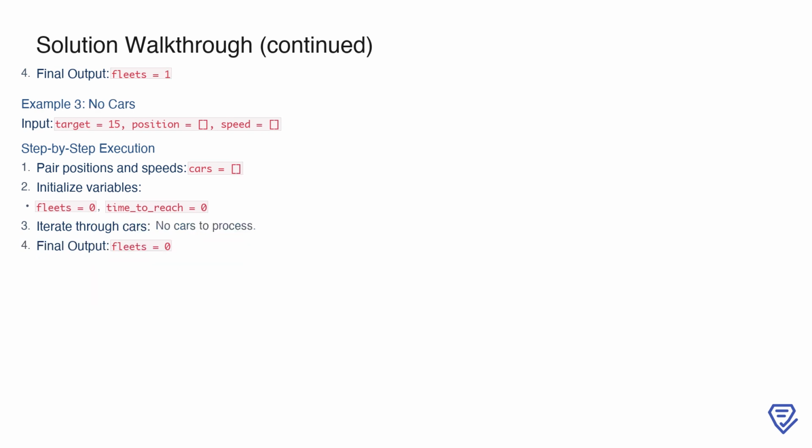In the final example, we have a target of 15, but there are no cars. Since the position and speed arrays are empty, pairing them results in an empty list of cars. With no cars to process, the number of fleets remains 0. This demonstrates that when there are no cars, the output is simply 0 fleets. These examples show how we calculate fleets in various scenarios, including standard cases, cars already in one fleet, and the absence of cars.